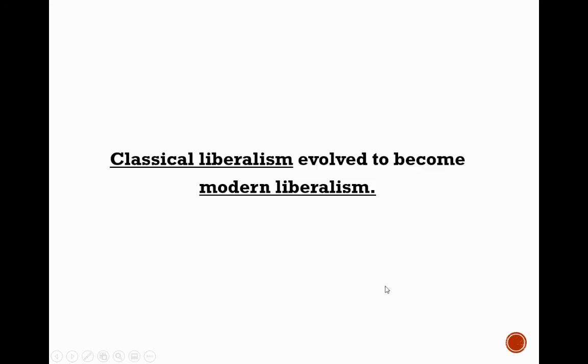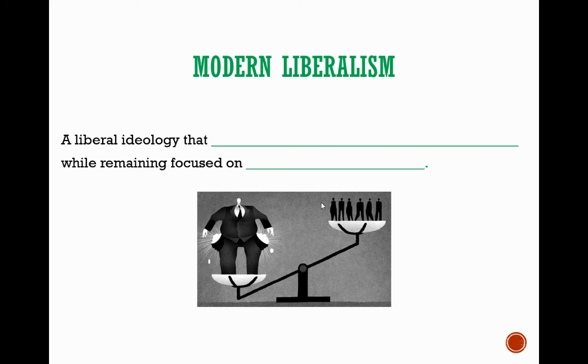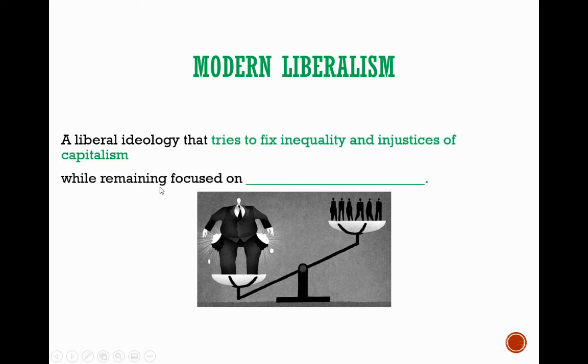And that's how classical liberalism is different from modern liberalism. In classical liberalism, rights and freedoms only extend to people who have money. But with modern liberalism, rights and freedoms are supposed to extend to all people, including the poor. And we even try to do more to help the poor in modern liberalism. So in your partial notes, there's a little sentence about modern liberalism. So this is still a liberal ideology. Okay, so modern liberalism is still part of liberalism, right? But it tries to fix inequality and injustices of capitalism while remaining focused on individual rights. So instead of the rich being more important than everybody else, in modern liberalism, we try to balance the scale a little bit.